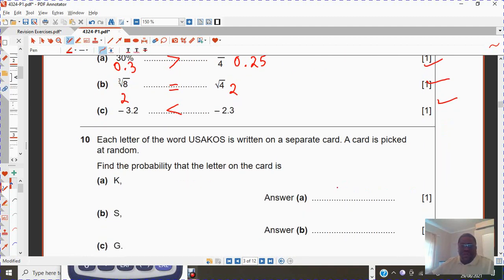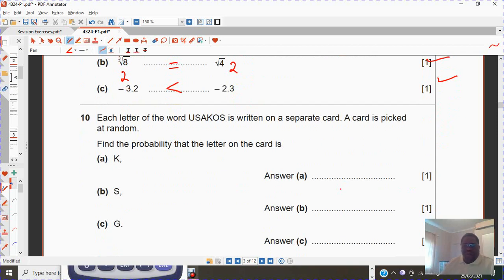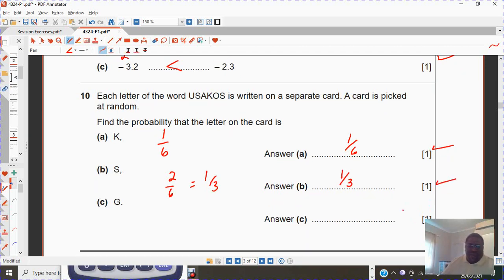Right, so we have got the word Usakos here. And if we look at how many letters this word consists of: 1, 2, 3, 4, 5, 6. So it consists of 6. So when you're looking for how many K's you have there, well, it's only 1 out of the 6. So you leave it like that as a fraction. The letter S is 2 out of 6. Well, you can simplify that to a third also, right? No need to go and write 33.333%, but that would also do. Then there's no G there, so 0 out of 6 just leaves you with 0.